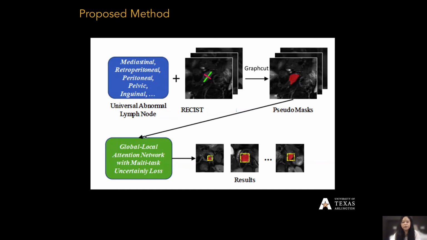After we extracted labels, as we said, besides these labels the reports also have RECIST, which measures the rough dimension of the lesion, for example the longest and shortest dimensions. Based on this measurement, we also use GraphCut to generate some rough masks. Based on these rough masks, we propose a global-local attention network with multi-task uncertainty loss to train a model which is able to segment and detect these lesions.